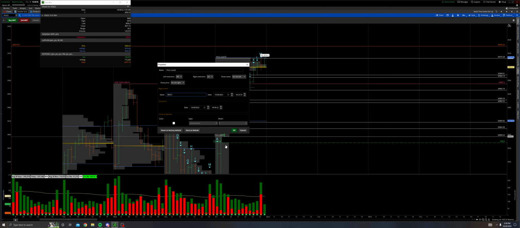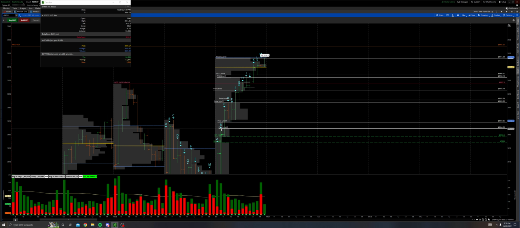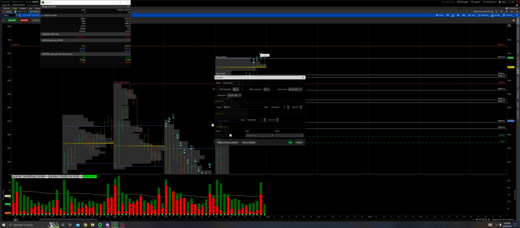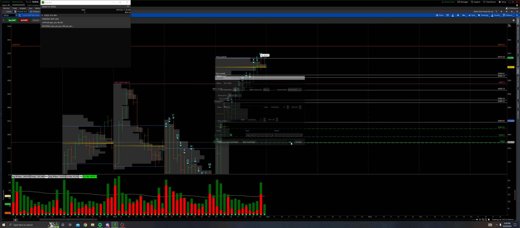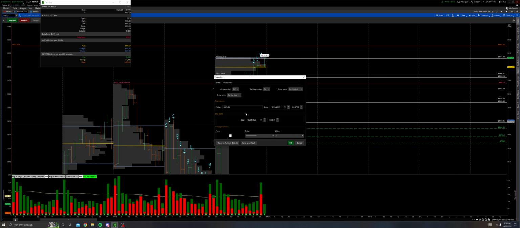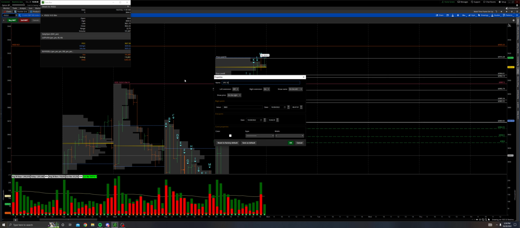The low in C period was 38.58.50. That's where the single prints start. Single prints start from 10.28. Next up, single prints fill at 64.25. Single prints fill. Single prints start at 69.